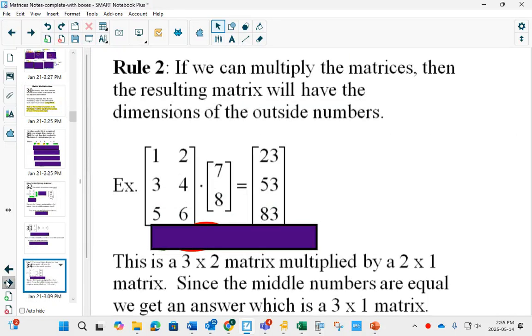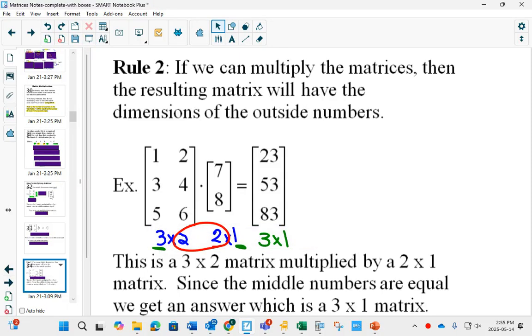Rule 2, if we can multiply the matrices, then the dimensions are the outside numbers. So we have the 2x2, outside number is 3x1. We already calculated the 23, 53, 83. And so it tells you how many answers. And that's because for every answer, you have to take a row and multiply it by its column.